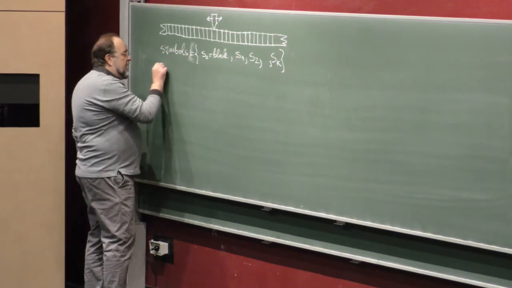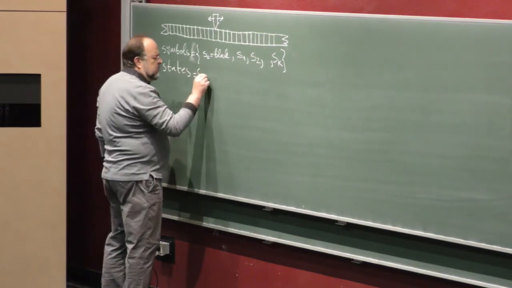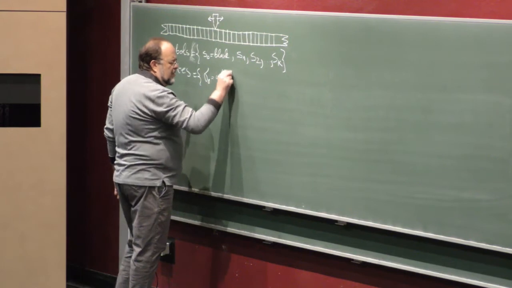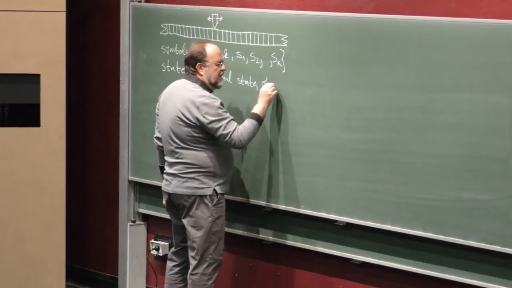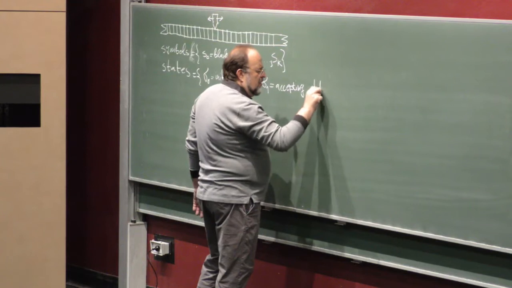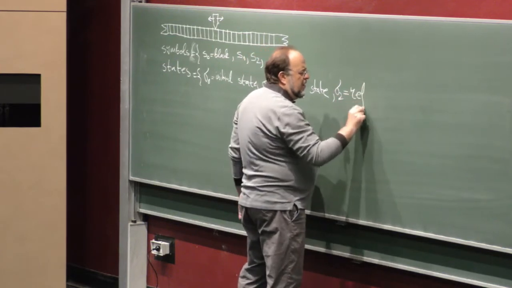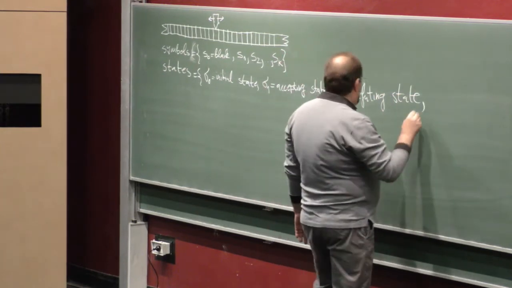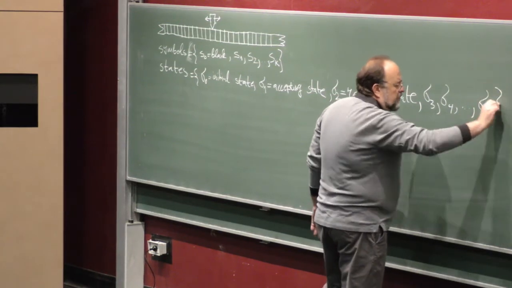Besides that, the machine also has finitely many states. Let's call them sigma 0, which is the initial state, then sigma 1, which is called the accepting state, and sigma 2, which is the refuting state, plus sigma 3, sigma 4, up to a certain sigma m.